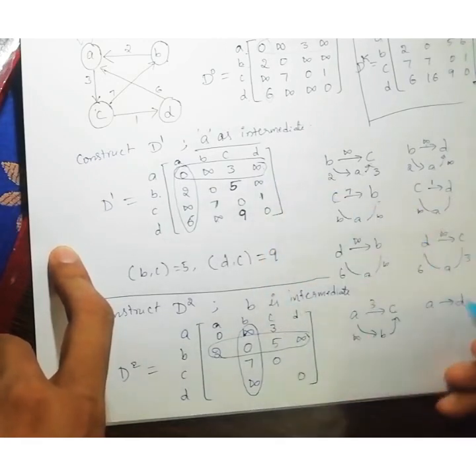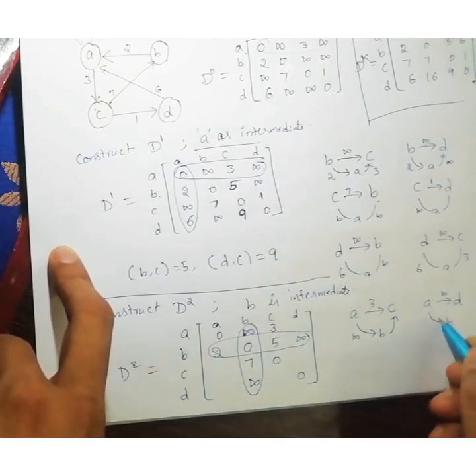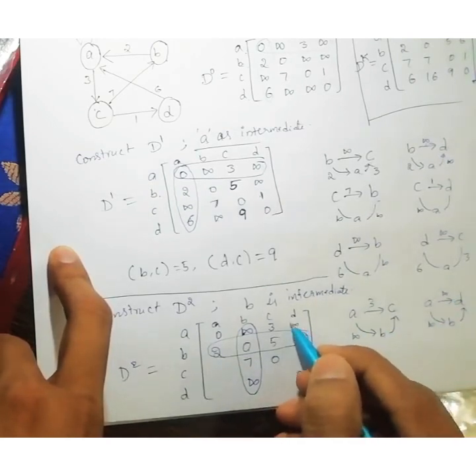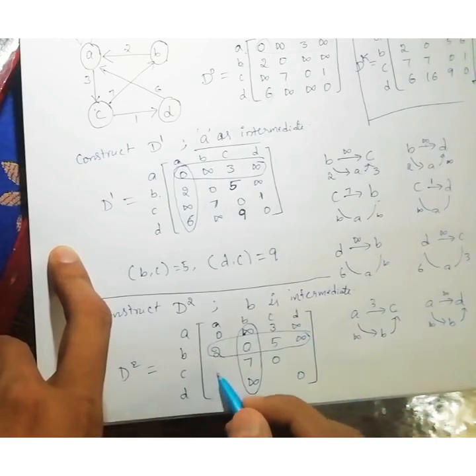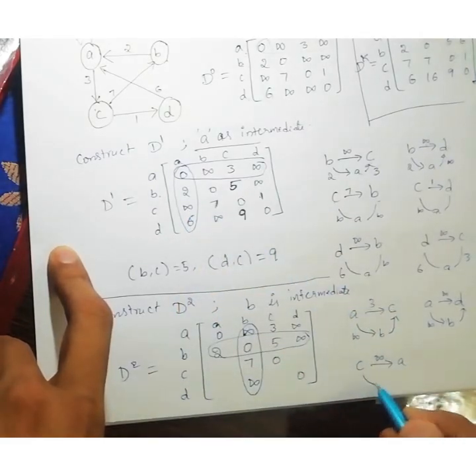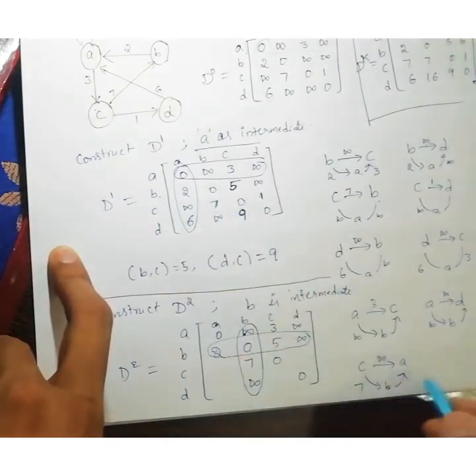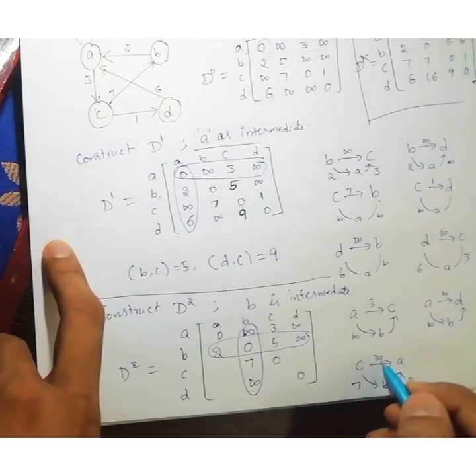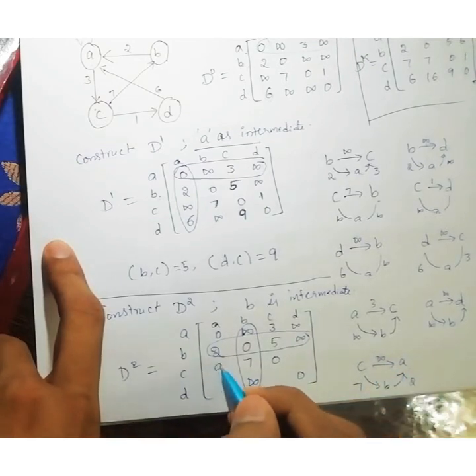Next, check for A to D. Initially A to D is infinity. Now if I take B as intermediate node, are we getting a minimum path? From A to B, infinity. Definitely not. Infinity and infinity, minimum is infinity only, so no new path. So next check for C to A. C to A, what is the value? Initially infinity. So if I take B as an intermediate node, from C to B, what is the value? 7. From B to A, what is the value? 2. So 7 plus 2, 9. Is 9 less than infinity? Yes. If it is yes, this is updated to 9.